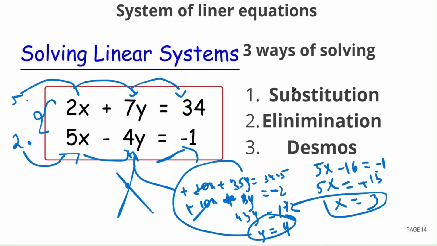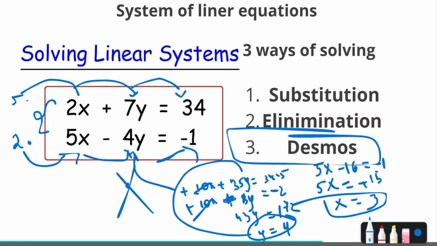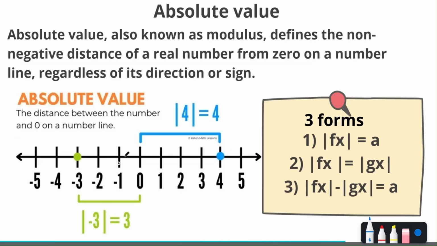Substitution also takes a long time, so that's why I don't recommend you to go with this method. Use decimals. The optimal way out of this is decimals. That's it. I don't want to take too much time with these two methods. That's about it. I'll show you examples in next videos in the future. But for now, let's look at absolute value.